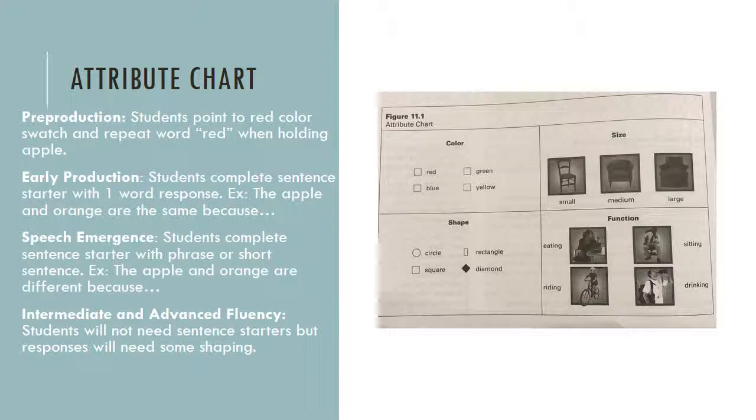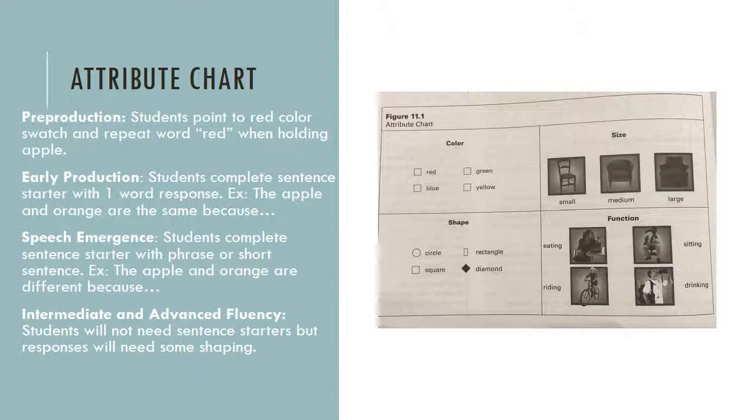One example of a strategy that you can use is an attribute chart. For example, if you are having students identify similarities and differences between an apple and an orange, this can be adapted to each stage of language acquisition. For pre-production, students point to a red color swatch and repeat the word red when holding an apple. For early production, students complete sentence starter with one-word response.